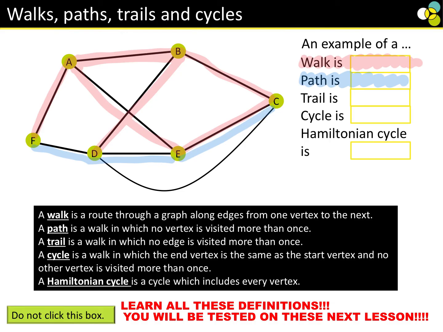So a trail is a walk in which no edge is visited more than once. Okay, so what I've done here, so this path could also be a trail, okay?